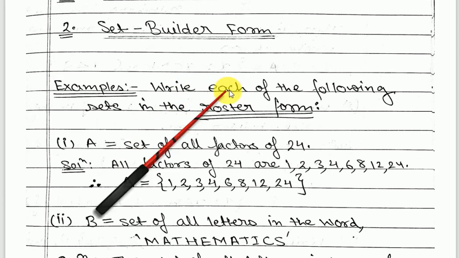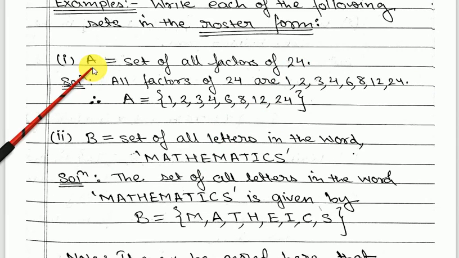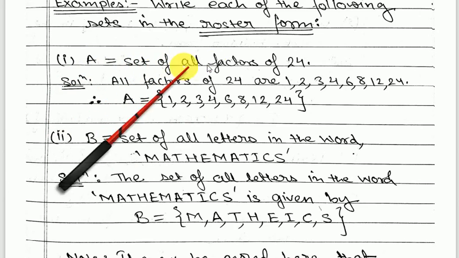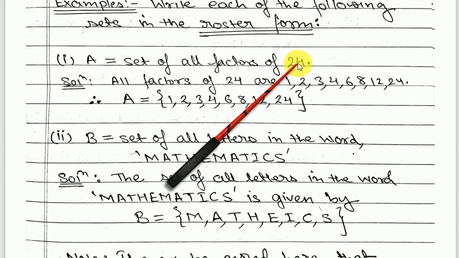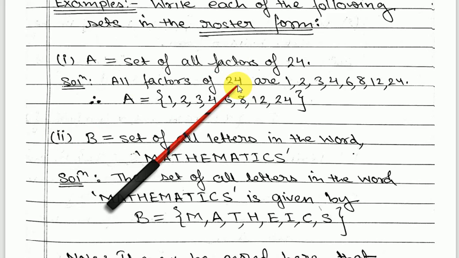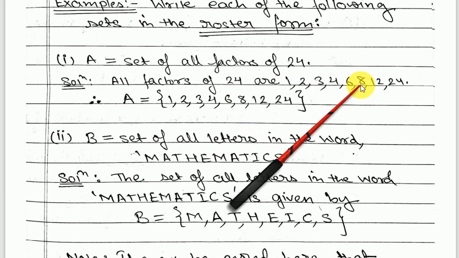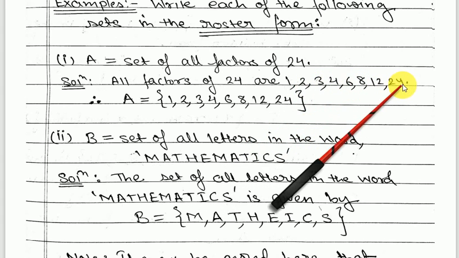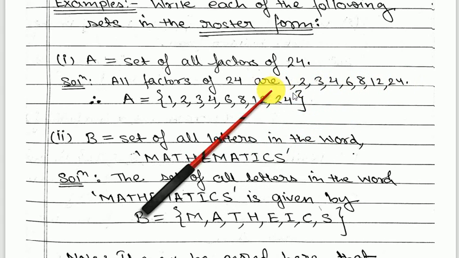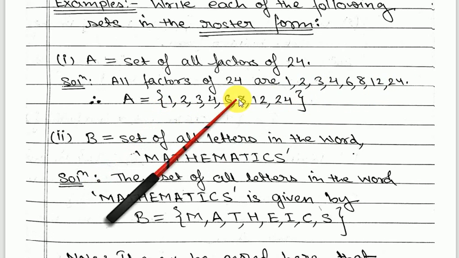Here, write each of the following sets in roster form. So here I have got a set A. Set A is of all factors of 24, and we have to write this in roster form. First of all we have to find all the factors of 24. So factors of 24 are 1, 2, 3, 4, 6, 8, 12, 24. Now what we'll do is we will write these elements, separated by commas, in this set.